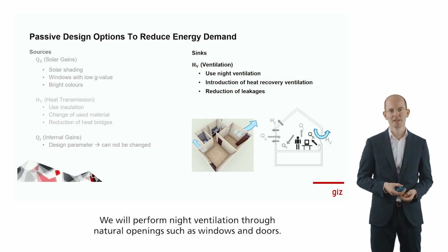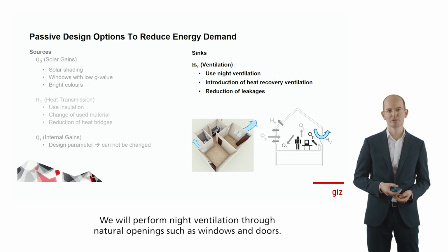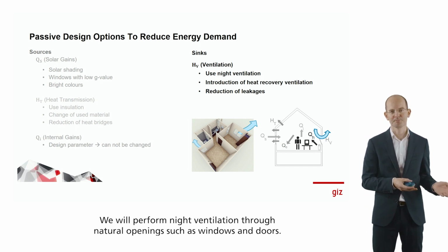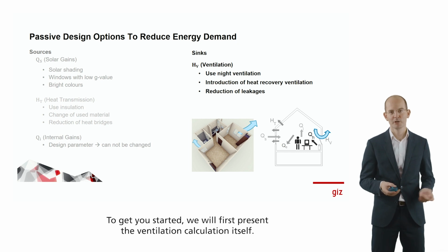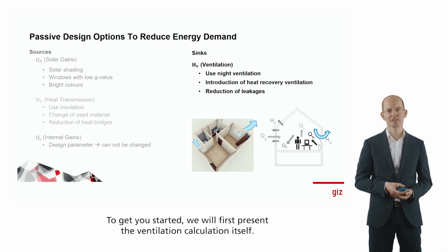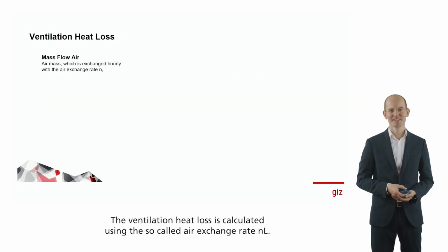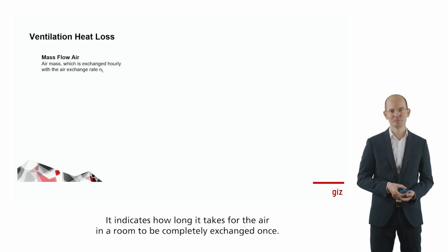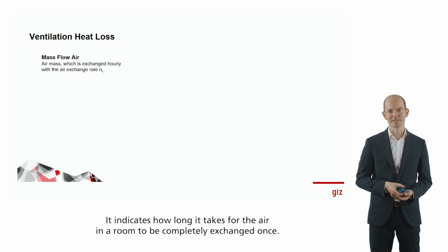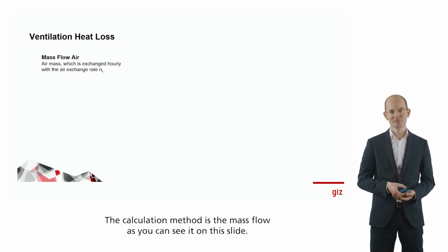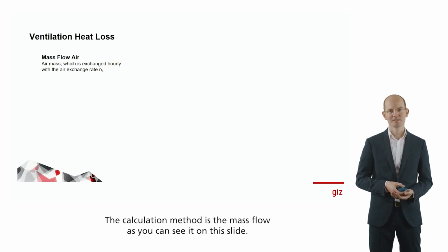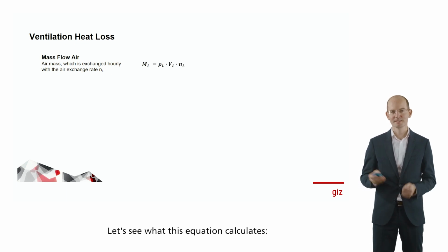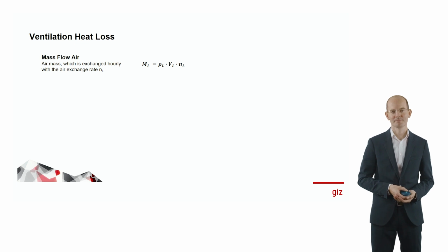We will perform night ventilation through natural openings such as windows and doors. To get you started, we will first present the ventilation calculation itself. The ventilation heat loss is calculated using the so-called air exchange rate n_L. It indicates how long it takes for the air in a room to be completely exchanged once. The calculation method is the mass flow, as you can see on this slide. Let's see what this equation calculates.